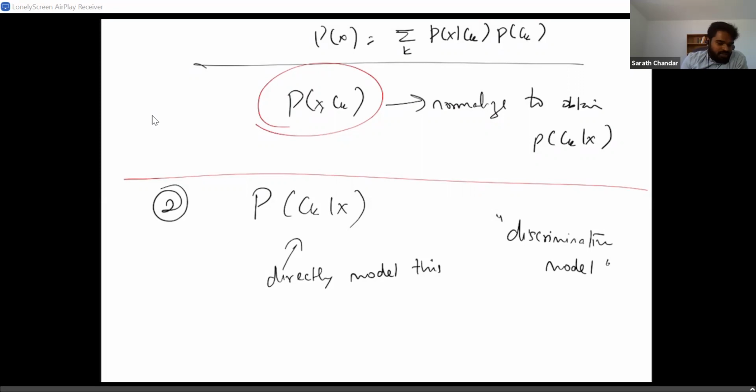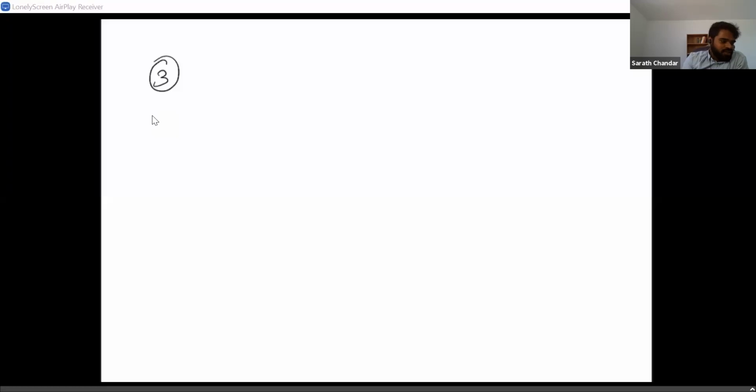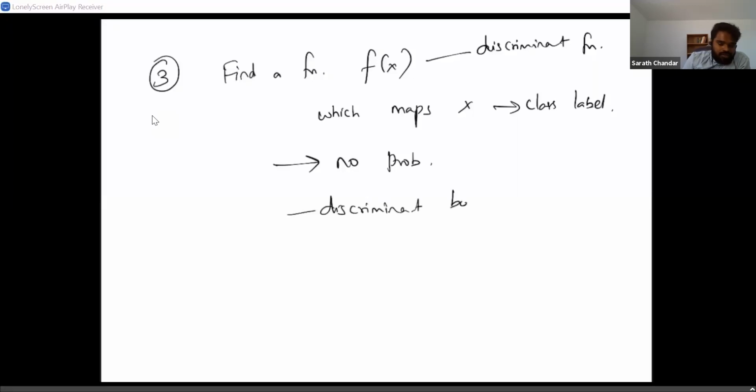Okay, now there is an even simpler approach to do classification, which is basically directly find a function f of x which maps x to class label. In this case, we are going to call this f of x a discriminant function. And there's no probability here. Okay, we are going to call these discriminant based models.